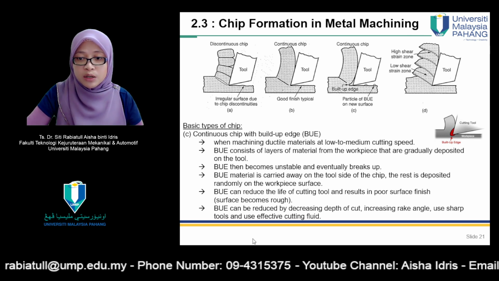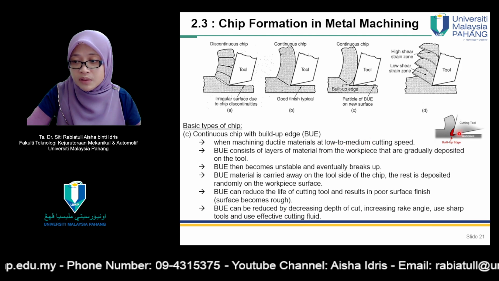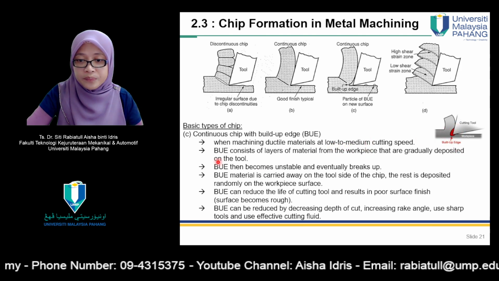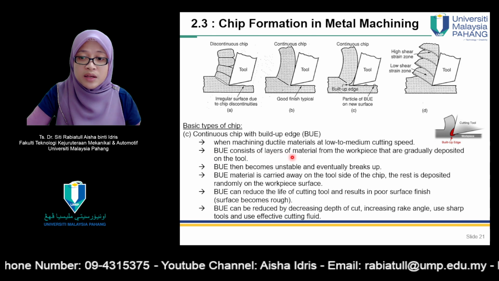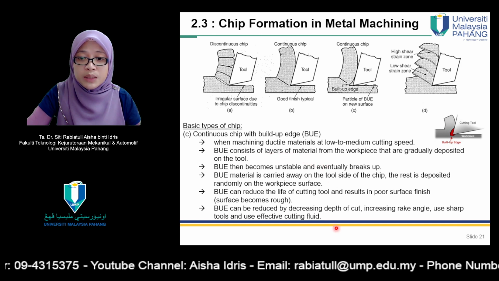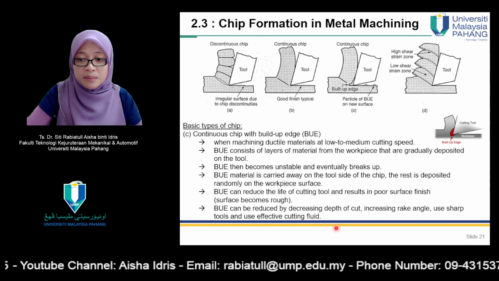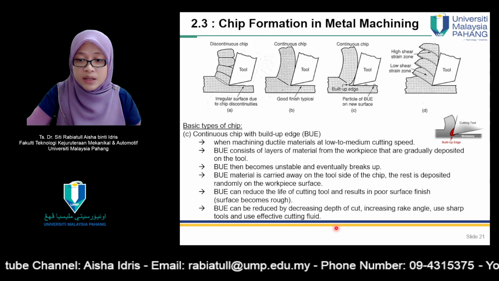Number 3 is BUE, or built-up edge. It occurs when machining ductile materials at low to medium cutting speed. So this is built-up edge. BUE consists of layers of material from the workpiece that are gradually deposited on the tool. BUE then becomes unstable and eventually breaks up.